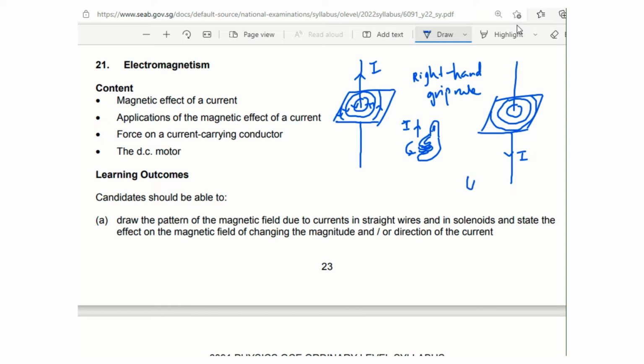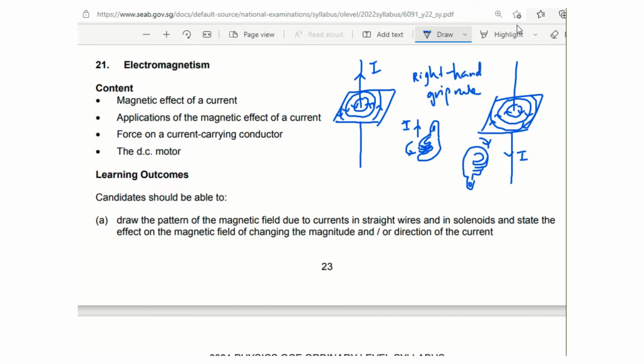If you were to take a look at your fingers now, pardon, this is my thumb, it points downwards. Then my fingers are in this direction. In other words, the direction of the magnetic field, or the arrows of the magnetic field, will be pointing in a clockwise direction.